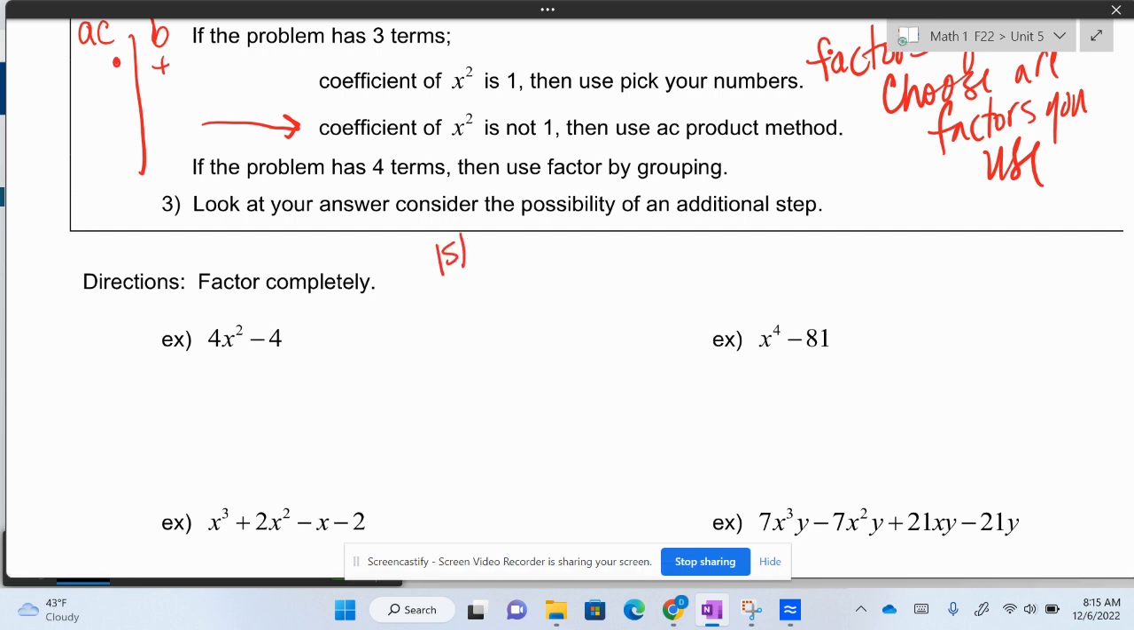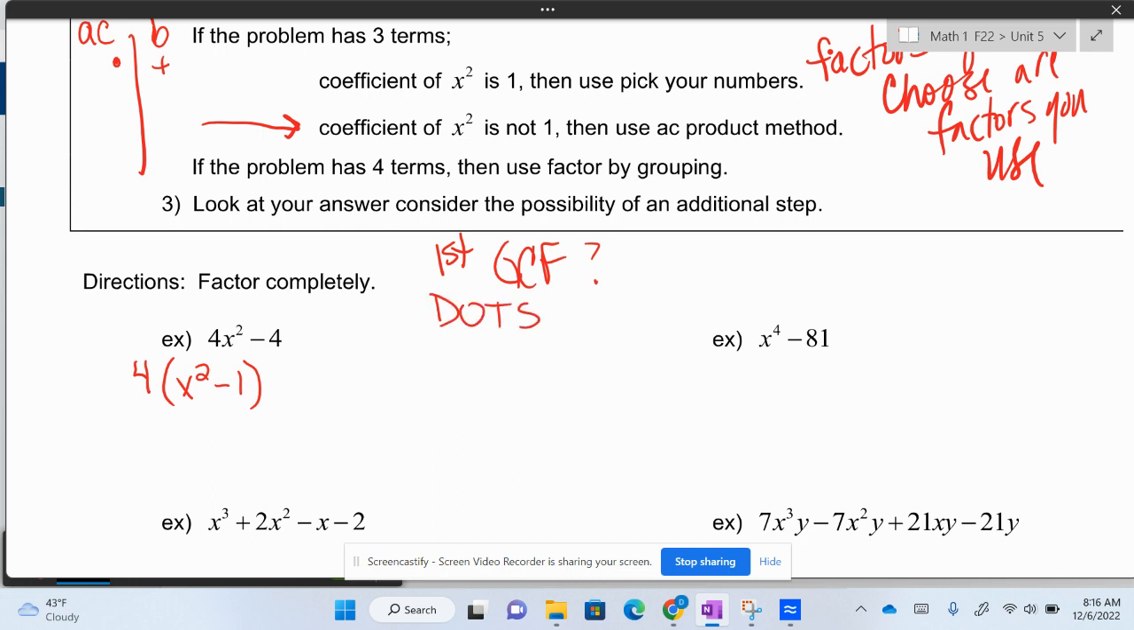So first, GCF. Yes or no? Is there a GCF in this? What is it, Tessa? I'm going to take out a 4. When I take out a 4, I'm left with x squared minus 1. How many terms do I have? 2. That means I need to check and see if this is the difference of 2 squares.